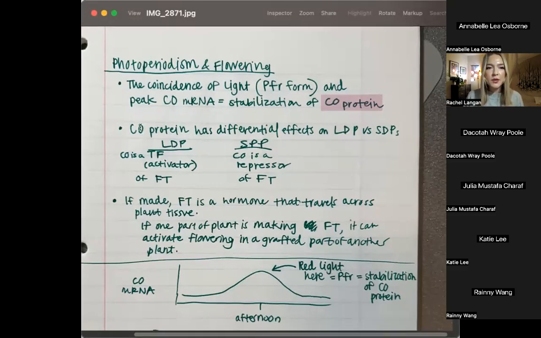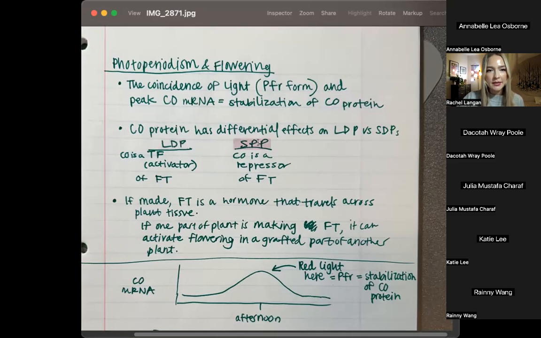Okay, then if the CO protein is stabilized and it's around, it does two different things depending on whether it's a long day plant or a short day plant. If it's a long day plant, the CO protein is an activator of the gene FT. And the gene FT is florigen, basically genes that trigger flowering. So CO protein is going to trigger flowering in long day plants.